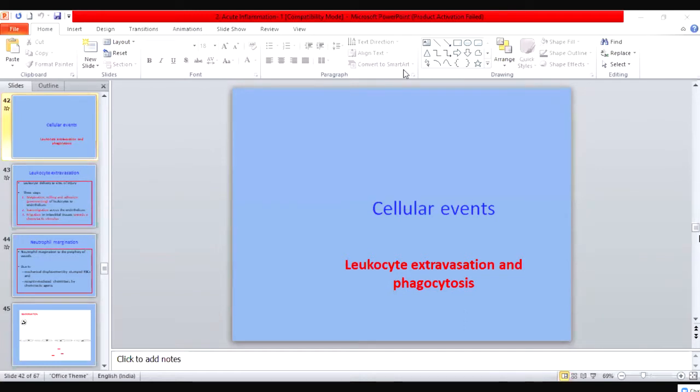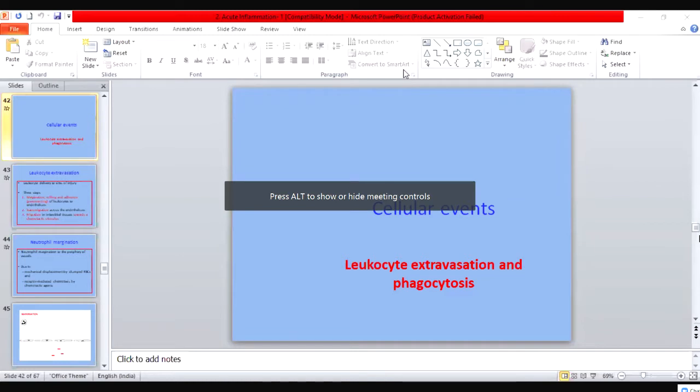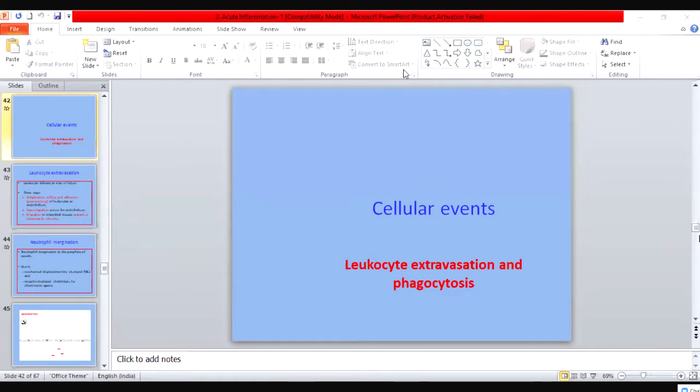Acute inflammation. Last class, we dealt with the vascular events. We saw the pressures, the osmotic pressure, the colloid osmotic pressure, the hydrostatic pressure at the arterial end, at the venous end, how the forces will drive the fluid and maintain the fluid within the internal environment. So today we are going to deal with the cellular events.